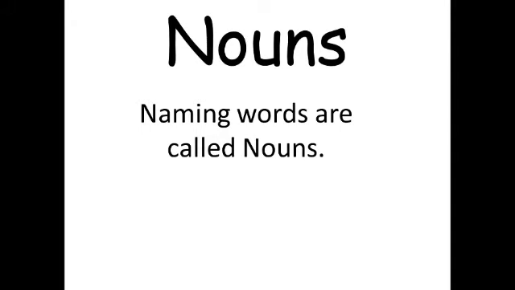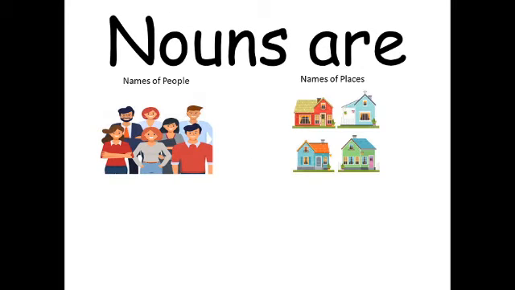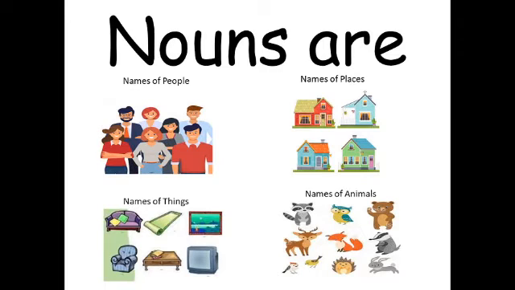Naming words are called nouns. You must be wondering that everything around us has a name, isn't it? Yes, and all these words used are called nouns. Nouns are names of people, names of places, names of things, and names of animals.